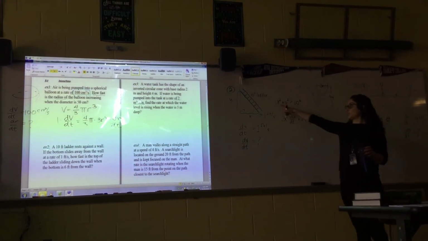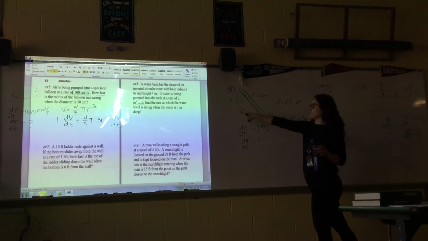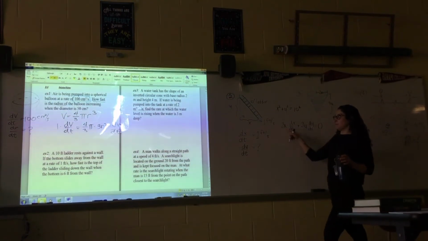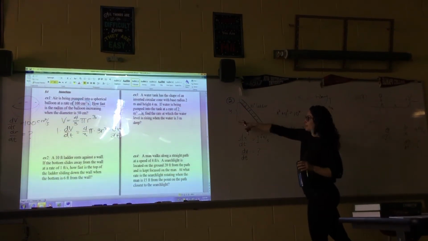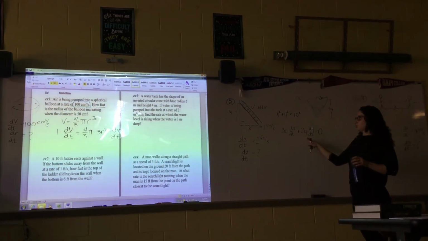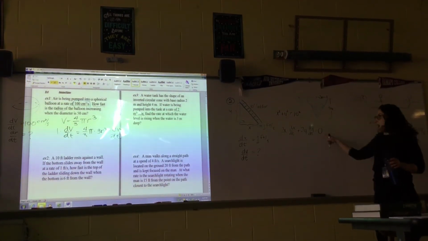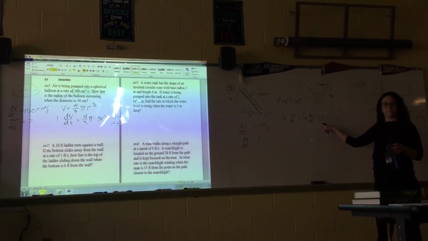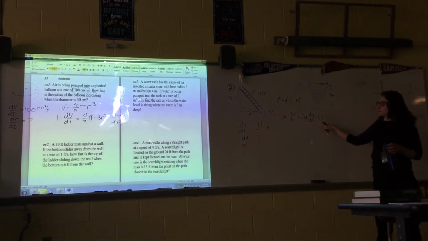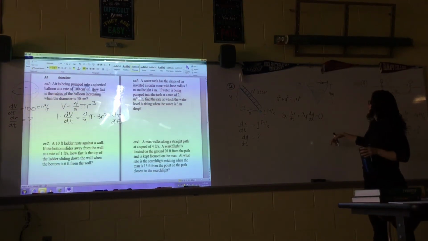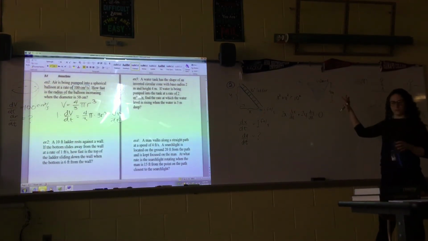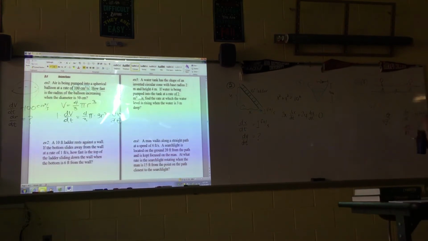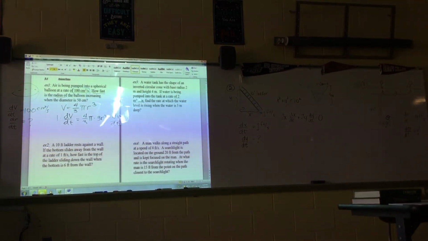I'm acknowledging that the distance from the base of the ladder to the wall is changing. I'm acknowledging that the distance from the top of the ladder to the floor is changing. But the length of the ladder is not changing, so its rate of change is 0. Okay. Number 3 I actually want to skip for right now. I'm going to look at number 4 with you, and we'll come back to 3 tomorrow.